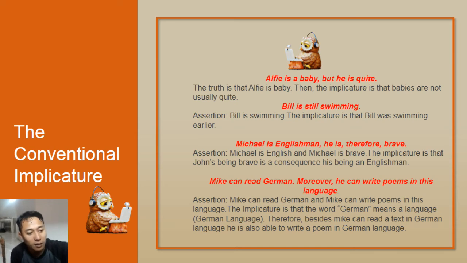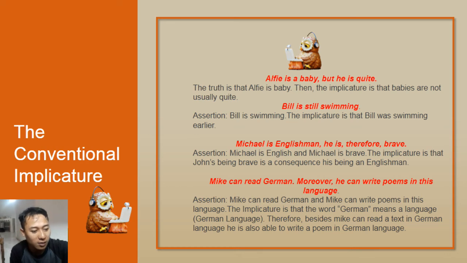And the next example is Bill is still swimming. Assertion: Bill is swimming. The implicature is that Bill was swimming earlier. The next example is Michelle is English, he is therefore brief. Assertion: Michelle is English and Michelle is brief. The implicature is that being brief is a consequence of being English.